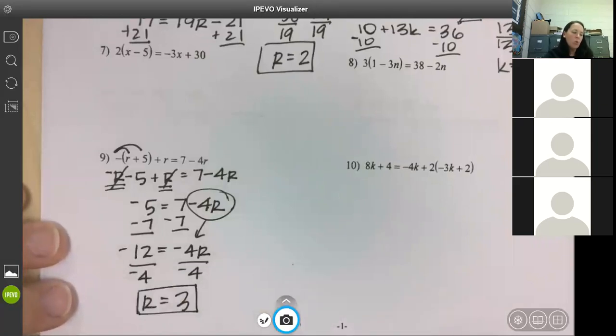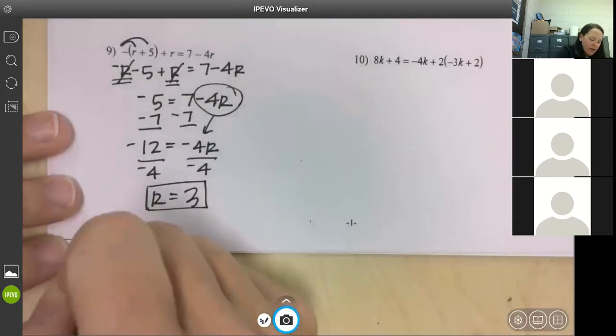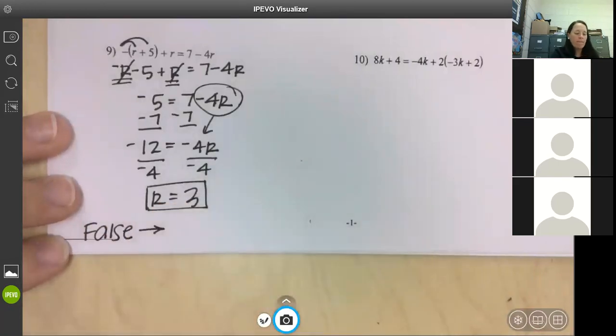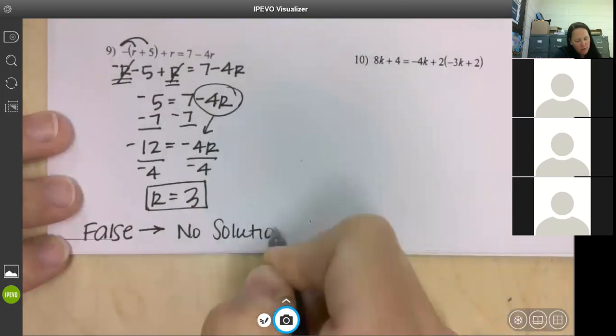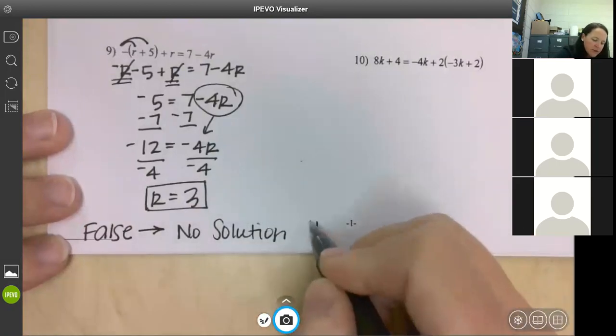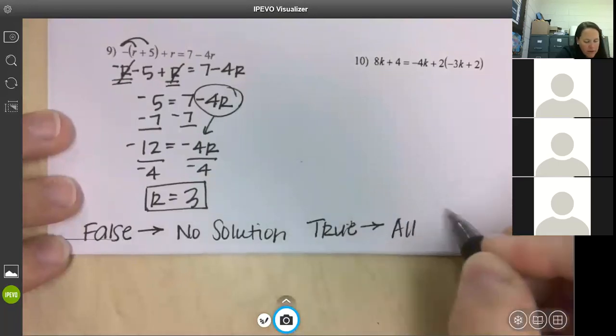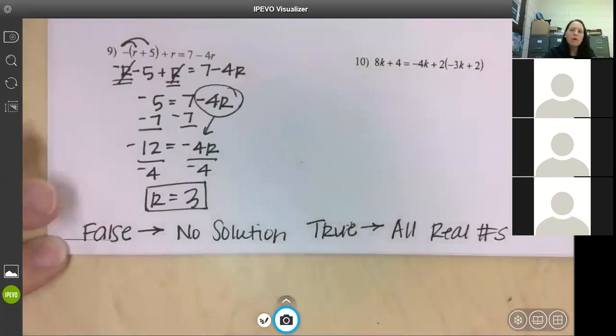Okay, I want to make one quick note. What if our answer is false? What does that mean? No solution. That's how you're going to see it on your test. The answer will be no solution. If it's true, it's all real numbers.